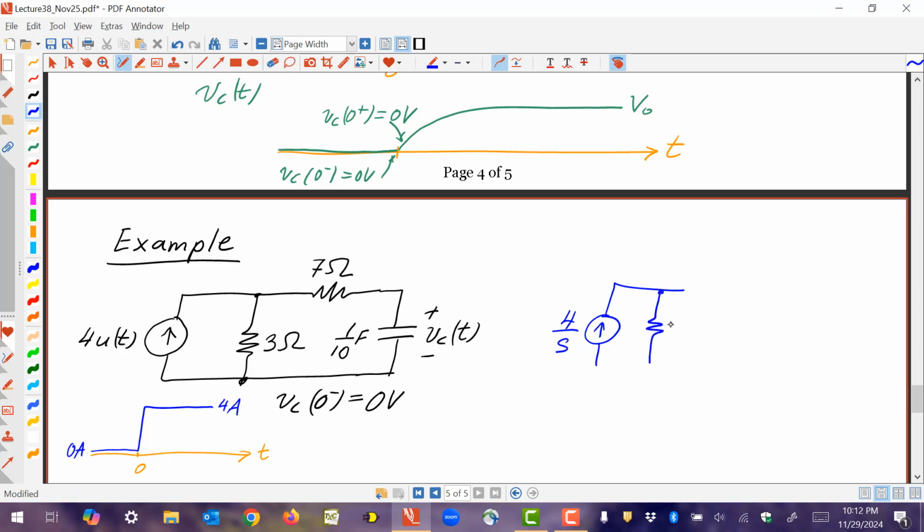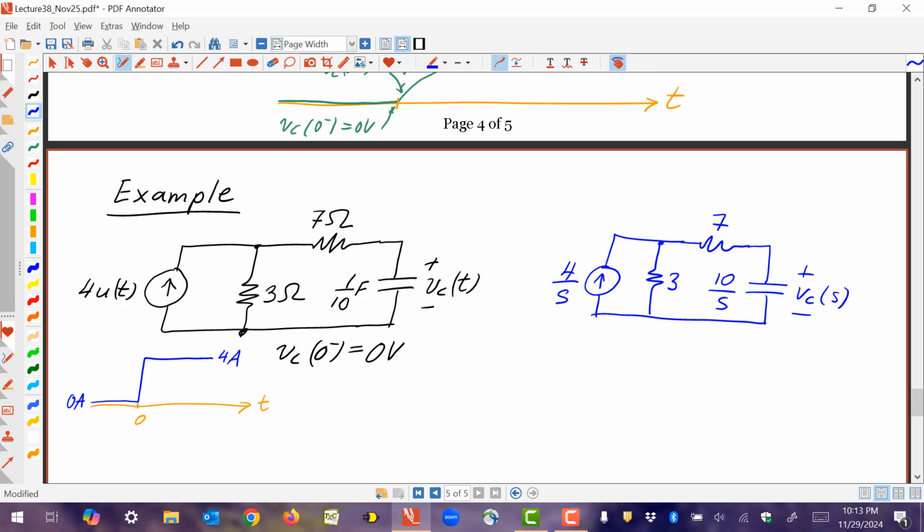This is 3 ohms, 7 ohms, 1 over 10, sorry. Let's go, this is impedance, so 10 over S. And this is VC of S. So we can do that.